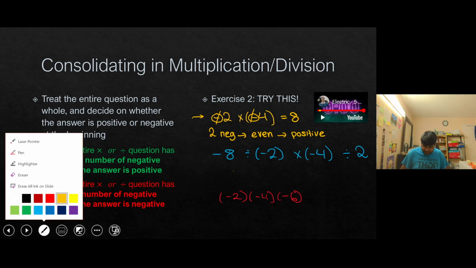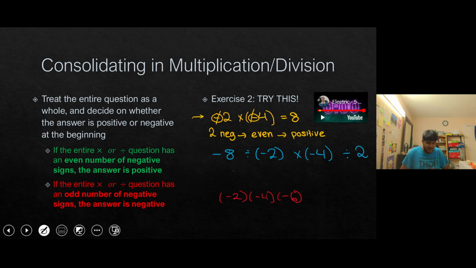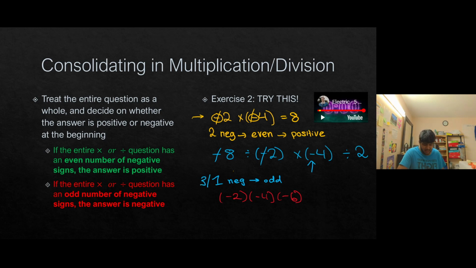Let's do the next question there, the blue one. We have negative 8 divided by negative 2 times negative 4 divided by 2. So again, I'm going to do it the old way this time. So we have negative, negative, that crosses out. So we only have one negative left over here. So we have one negative, which is odd. Right? Now notice that if you didn't do it this way, we would actually have 3 negatives, which is still odd, right? Because you would just cross out two of the negatives together.